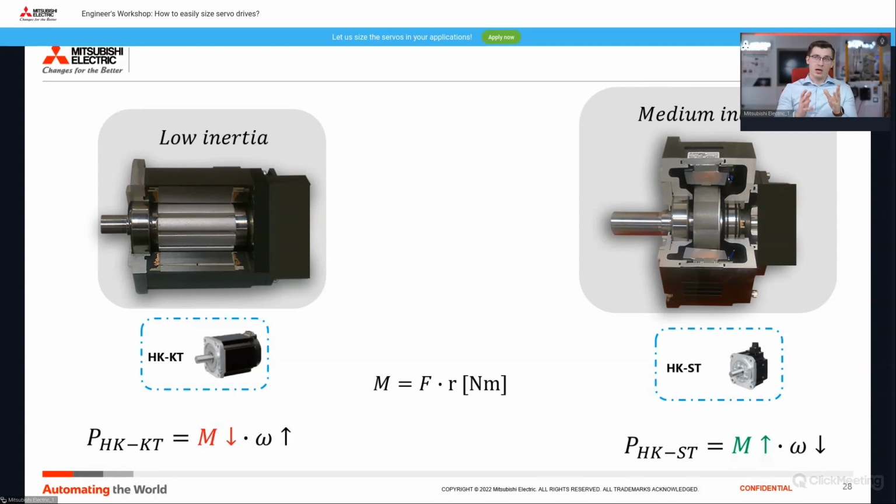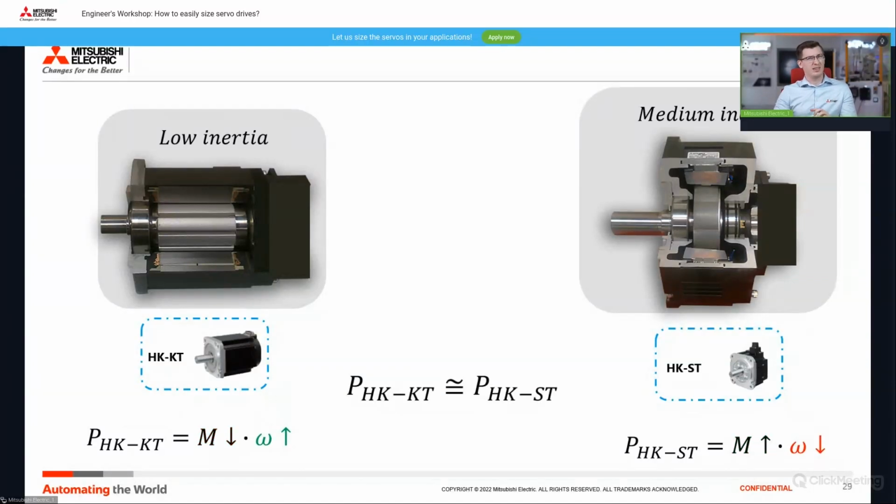So as I said, medium inertia motors have 2000 RPM rated speed, because when you have bigger torque, and between these motors the capacity is the same, something needs to change, and that is the rotational speed. On the other hand, the low inertia motors, the KT motors, have smaller torque, but bigger speed. And because of that, they are rated 3000 and can go even up to about 7000 RPM, which is impossible for medium inertia motors.